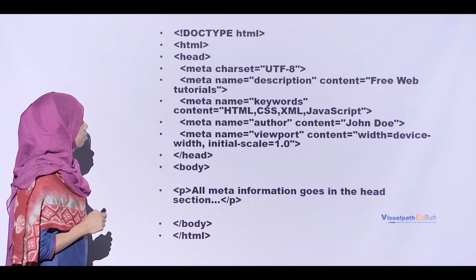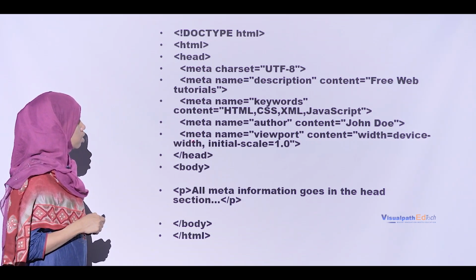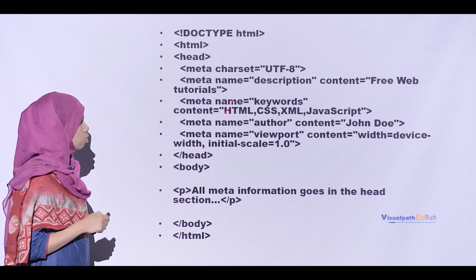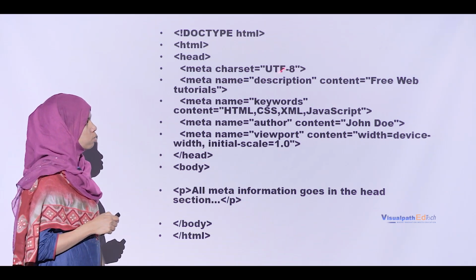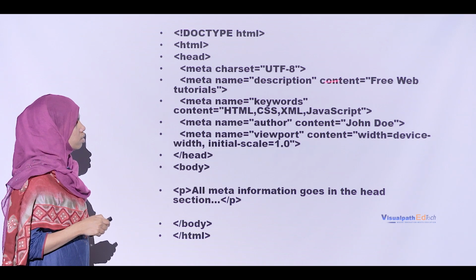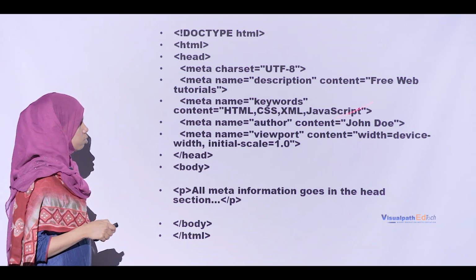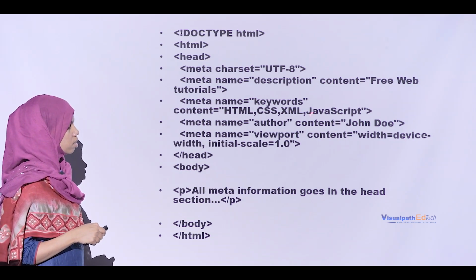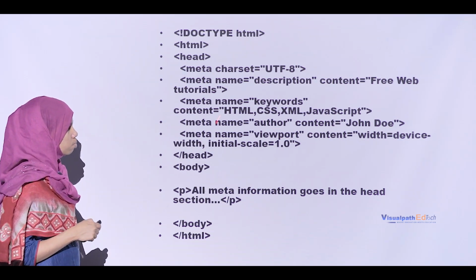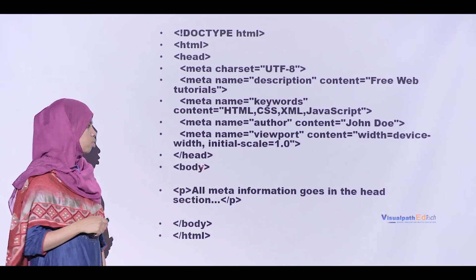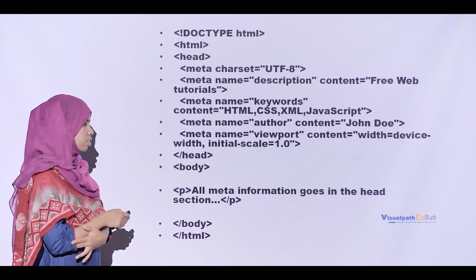You can see it is in the head section. All the meta information is stored inside the head section, where we are giving a character set, UTF, Unicode Transformation Format, then the name, description, and content of it. And for keywords we are using content such as HTML, CSS, XML, and JavaScript. So this is purely for the web designer's information. Nothing here goes to the user's point of view. All the meta information goes in the head section and is not displayed on the screen.